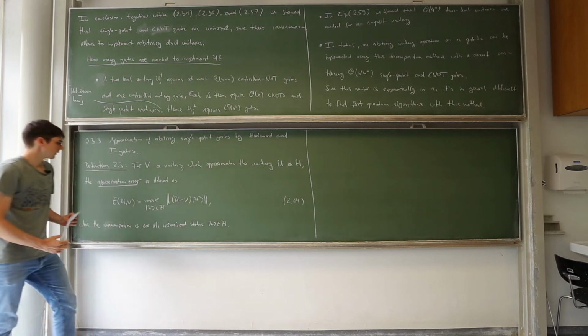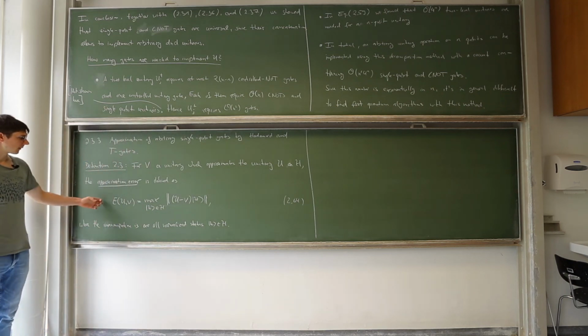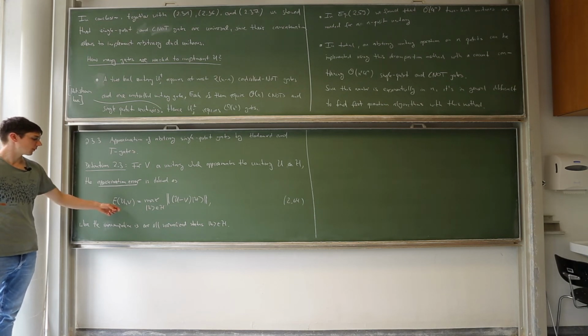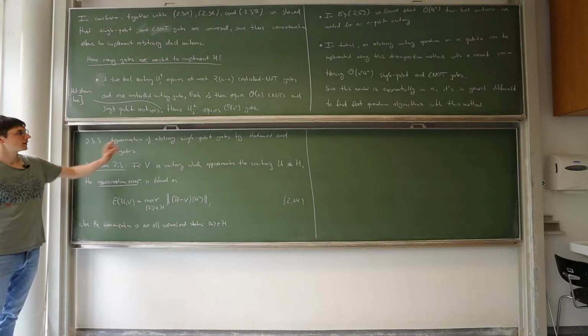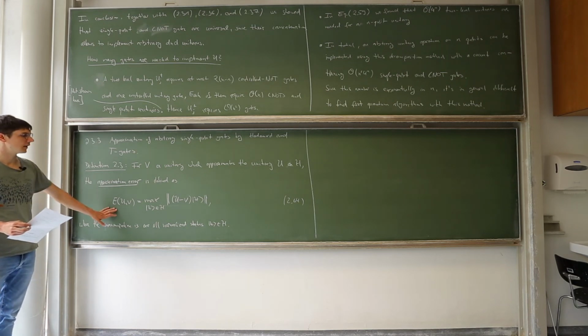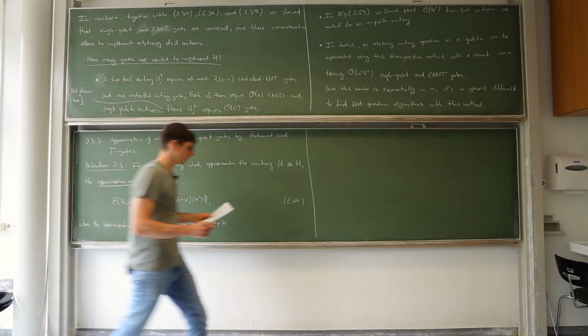Okay, so as I told you, we first need these tools, and next we need some properties. So two properties of this approximation error. And once we know these two properties, we can continue and prove that any single-qubit unitary can be approximated to arbitrary accuracy by Hadamard and T-gates. Okay, so let's now continue with these properties of this approximation error.